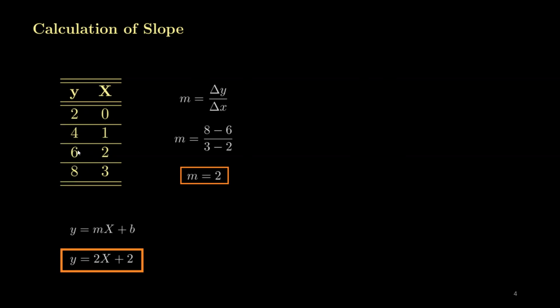So if I subtract 6 from 8 in order to find the change in y, and 2 from 3 in order to find the change in x, the ratio will give me a value of 2. Now, slope is also 2. The intercept was also 2. Now, if I put these values here, I will get the equation of a straight line. So this is the slope-intercept form of a line, which is also the basis of the concept of regression. That's why we are starting from here.